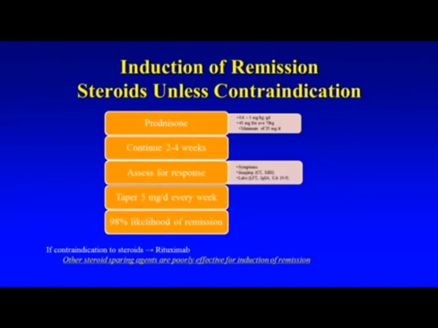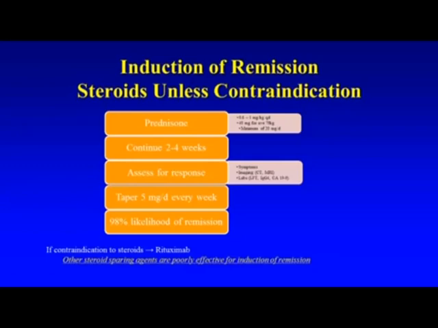Induction of remission is with steroids unless there's a contraindication. And the typical approach is shown here, but there are many variations on this. We typically use prednisone. It's recommended at 0.6 to 1 milligram per kilogram per day. For most people, this ends up being 40 milligrams per day. It needs to be at least 20 milligrams a day, or it's ineffective. Continue this for 2 to 4 weeks. We usually do 4 weeks, and then assess for response. Then begin tapering by 5 milligrams per day every week. Using this approach, there is about a 98% likelihood of remission.